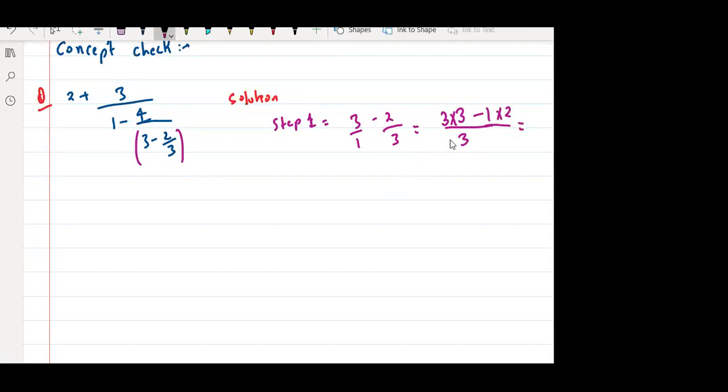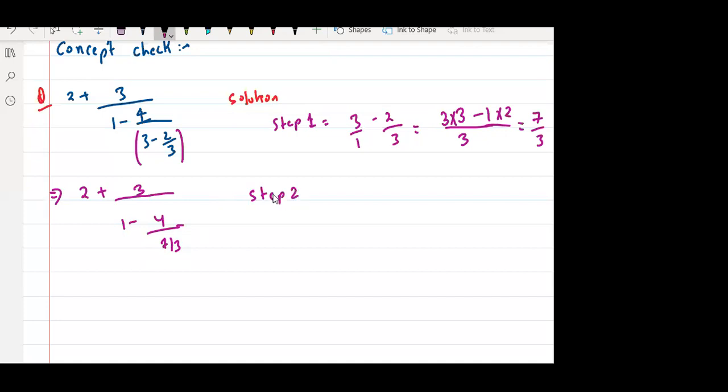Anyone have any doubt in this? So it will become what? 7 by 3. Yahan tak koi doubt hai? Anyone have any doubt in step 1? Right? So this will become what? I'll just write. So this will become 2 plus 3 divided by 1 minus 4 whole divided by 7 by 3. Okay? Now step 2.